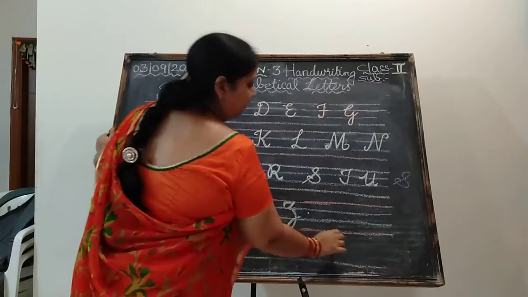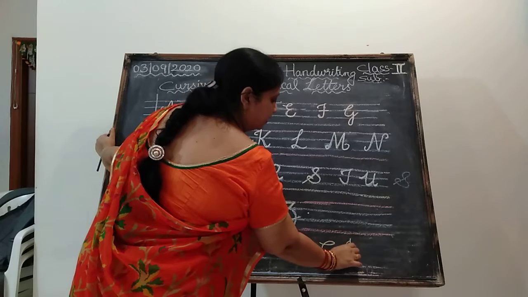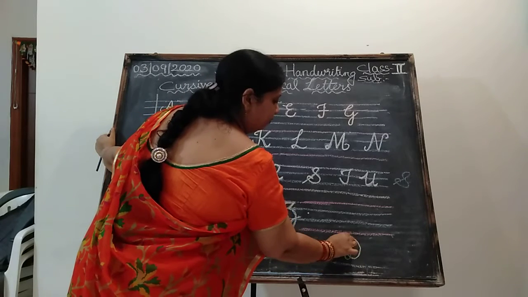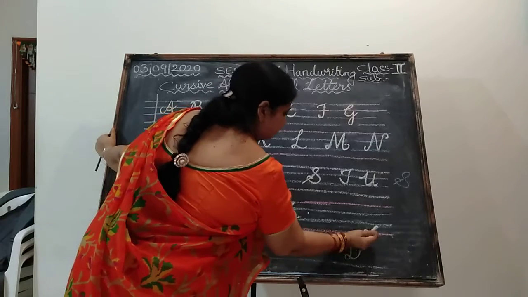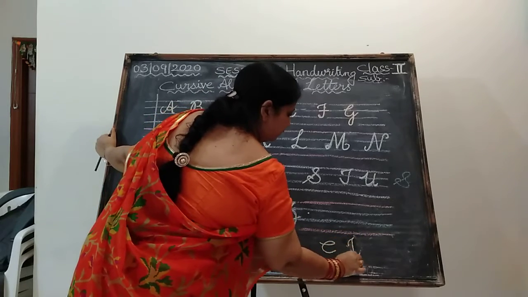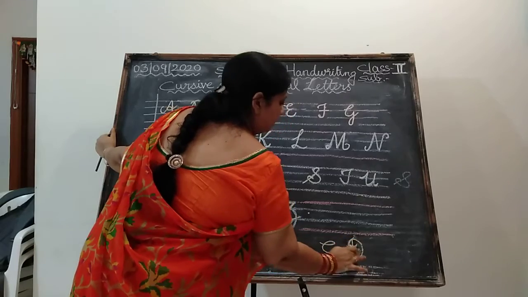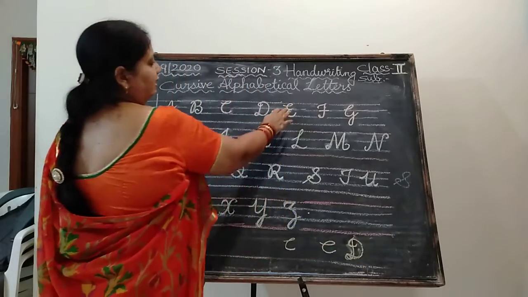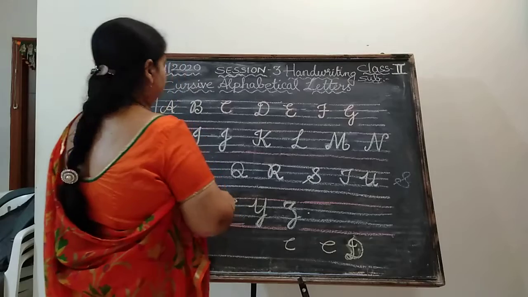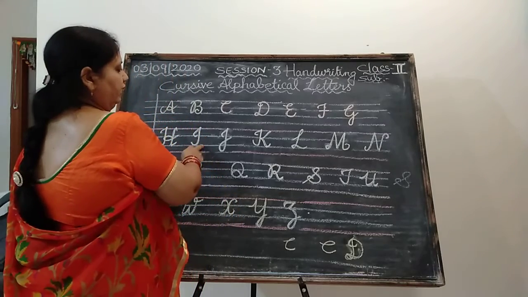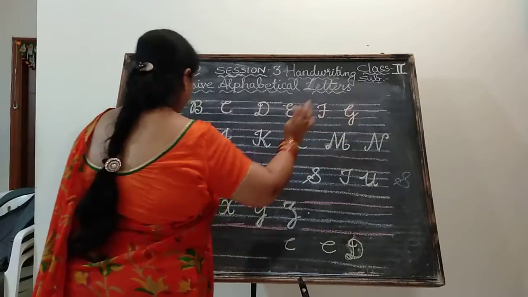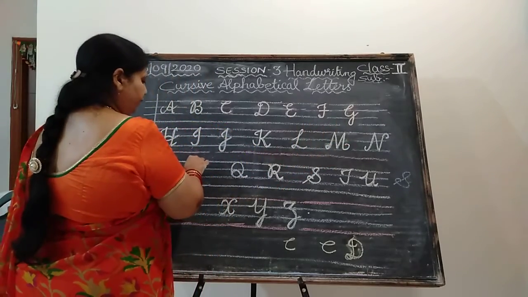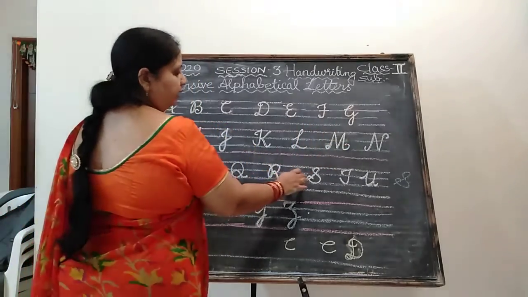When you write the letter D, look here: curve it, a straight line, and curve it. Okay, this is D. The next letters are E, F, G, H, I, J, K, L, M, N, O, P, Q, R, S.